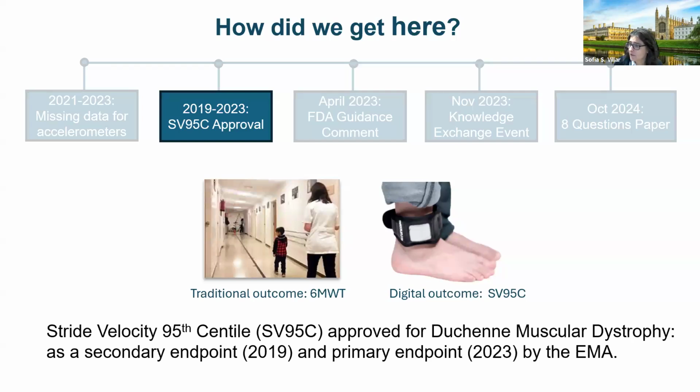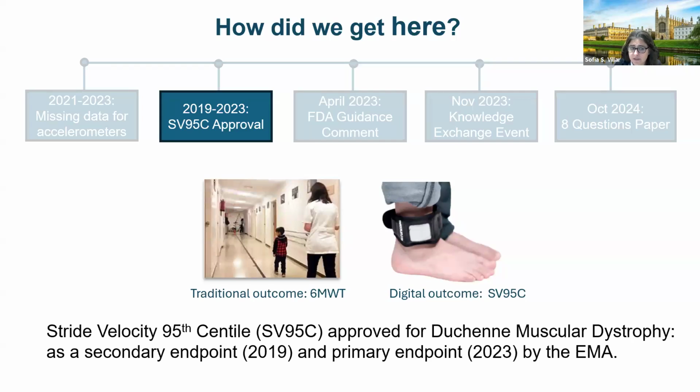So this was a breakthrough for this specific community in 2019, when this measure, based on an ankle-worn device that you can see in the picture, was approved as a secondary endpoint. And actually, in 2023, EMA qualified this measure as a primary endpoint, not a secondary endpoint, in patients over 4 years old. And this was the first ever qualification by a regulatory agency of a digital endpoint for use as a primary outcome in an indication.